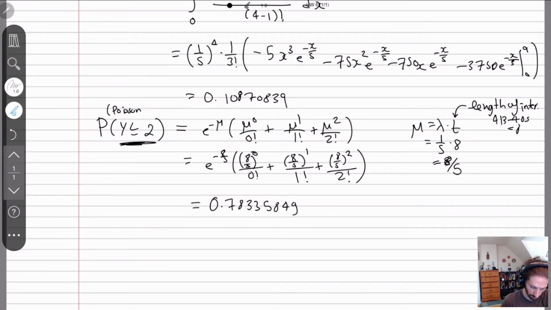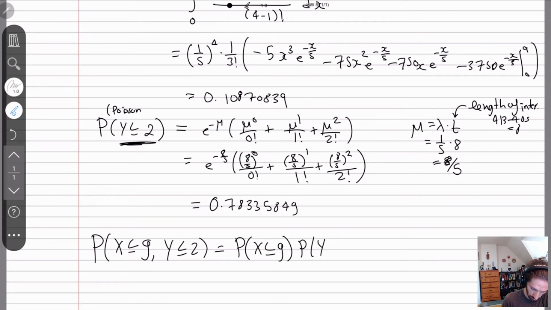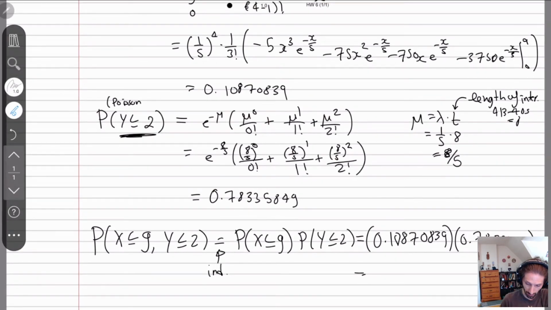And so, remember the thing we're trying to solve is this. This is equal to this by independence. And here we just have to plug in our numbers. 0.70839 times 0.78335849. If we did this multiplication, we would get 0.085155764. And that is our final answer.